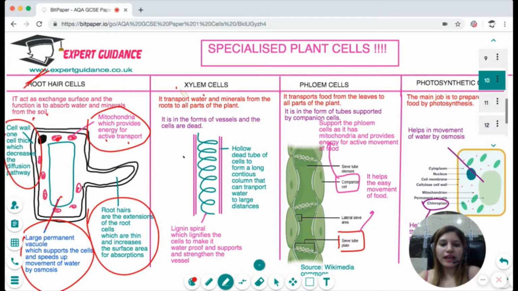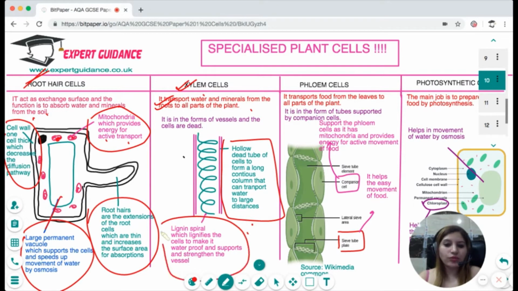On the other hand, there's a xylem cell. What is the function of the xylem cell? It transports water and minerals from roots to all parts of the plant. Since it has to transport water over large distances, it has to form a long continuous column. The cells of the xylem are dead so that they can form a long continuous column which can transport water to large distances. Inside, you can see the lignin deposit. The lignin deposit makes it waterproof, makes the xylem column strong and strengthens the xylem vessel.